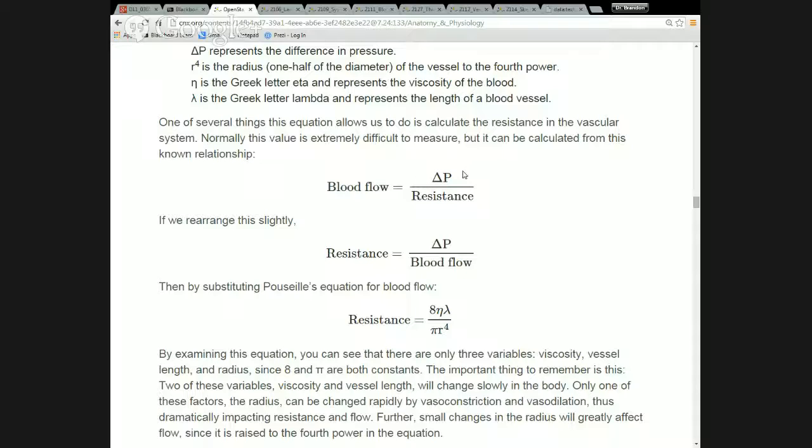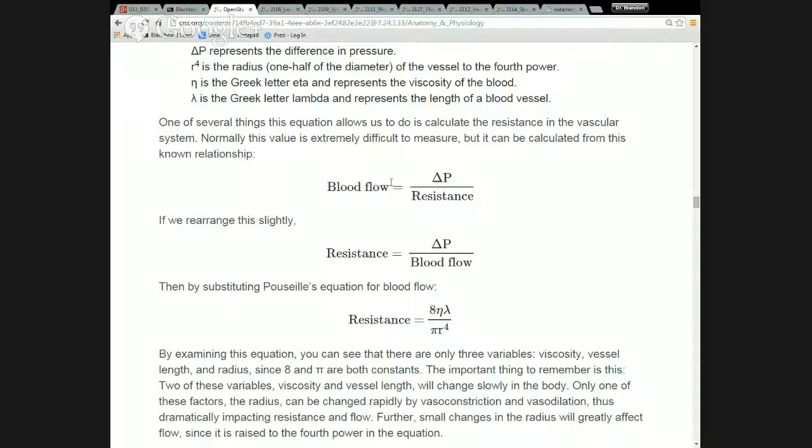Now, if we were to look at blood flow in very specific areas, then the delta P, the change in pressure, would be different. But we're talking about systemic circulation here for the most part. So delta P just represents the entire pressure behind the system. And the mathematical relationship between these we would describe as blood flow is proportional to the change in pressure, the difference in pressure. Which means the greater the difference in pressure, the greater the blood flow.